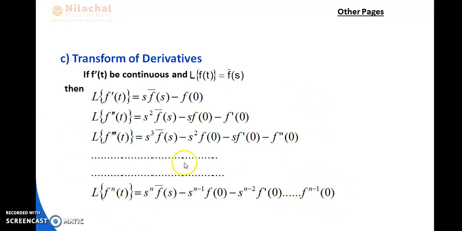Clear? So these are applicable in your long questions. There will be no example we'll do here. In our long questions we can apply this Laplace transform of derivatives.